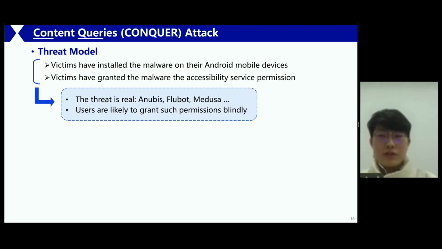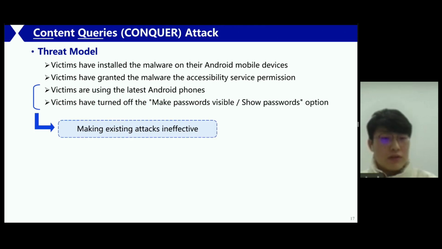We make 4 assumptions for our attack. First, we assume that victims have installed the malware on their Android mobile devices, and they have granted the malware the Accessibility Service permission. We believe these 2 assumptions are reasonable because many popular malware are using Accessibility Service, and users usually grant such permissions blindly if they wish to use the app. We also assume that victims are using the latest Android phones, and they have turned off the Make Passwords Visible or Show Passwords option, which make existing attacks ineffective.